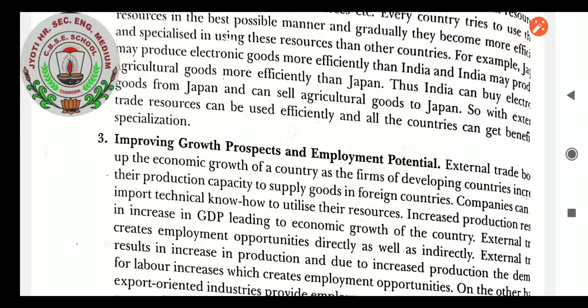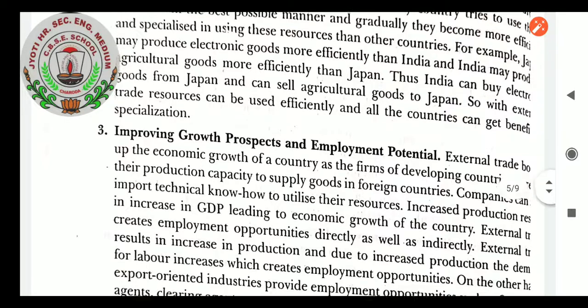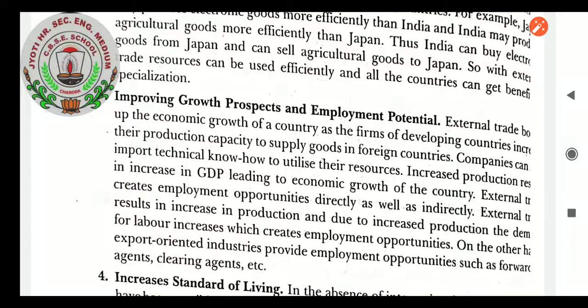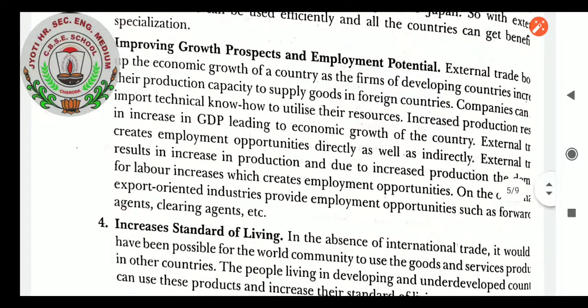So it can help in the growth prospect of the country and employment potential gain. Companies can import technical know-how to utilize their resources, increase production, and receive an increase in GDP, leading to economic growth of the country. External trade creates employment opportunity directly as well as indirectly. External trade results in increase in production, and due to increased production, the demand for labor increases, which increases employment opportunities. On the other hand, export-oriented industries provide employment opportunities such as forwarding agents, clearing agents, etc.